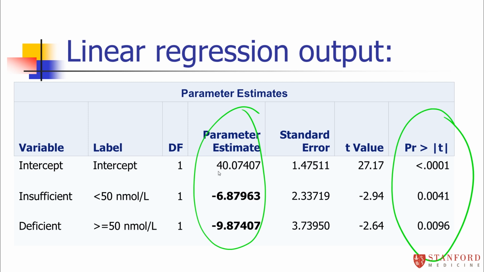Again, the intercept represents the mean value in the reference group. That's 40. That's the normal group. The beta coefficient, the slope for the insufficient group, represents the difference in the DSST levels between the normal group and the insufficient group, the difference from the reference. So the insufficient group was about almost 7 units lower in cognitive score than the normal group. The deficient group was almost 10 units lower in the cognitive score than the normal group. So that's the slope for them. Both are highly statistically significant.